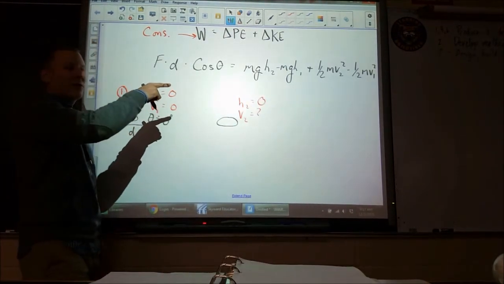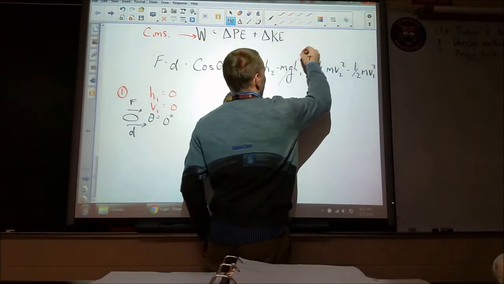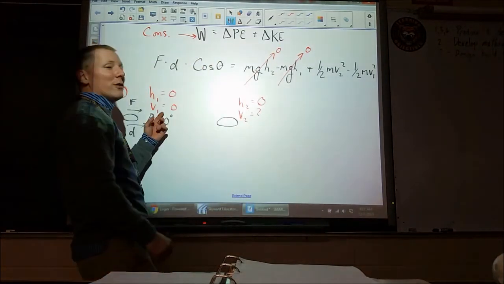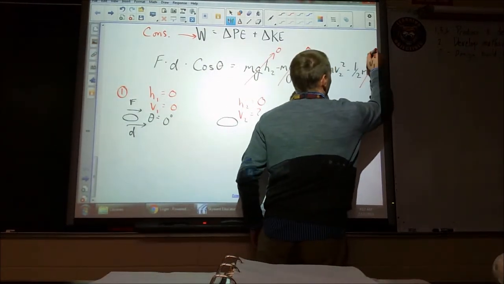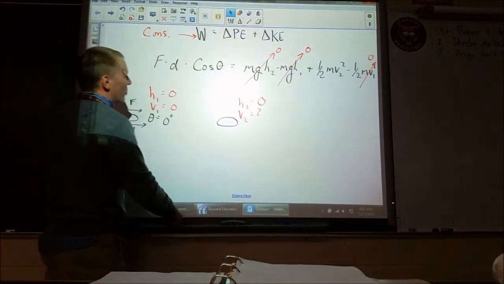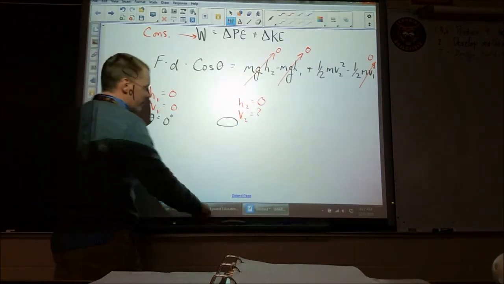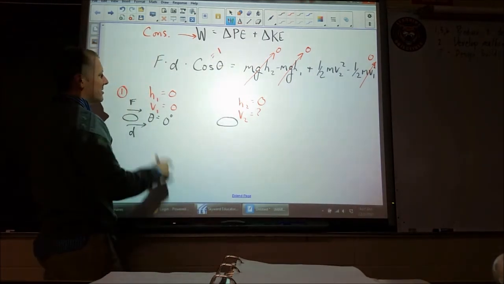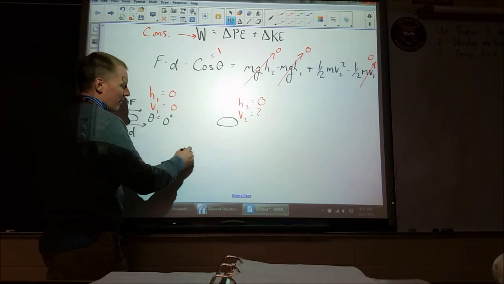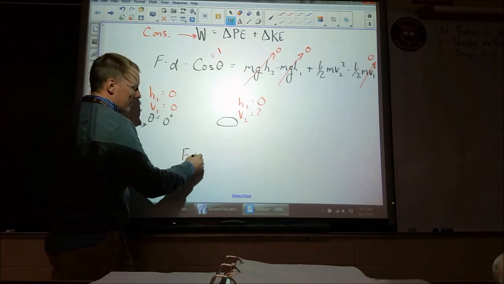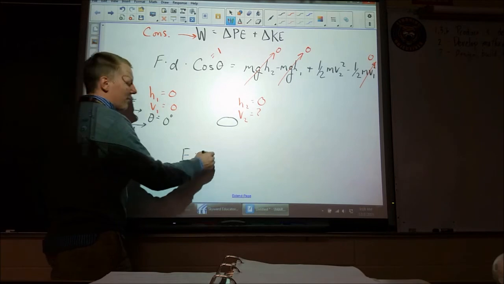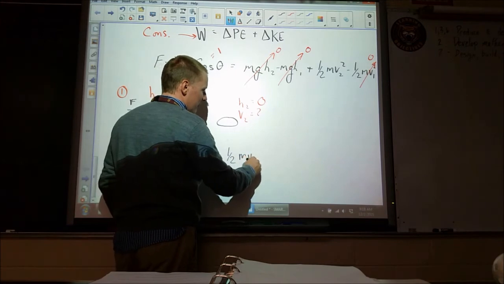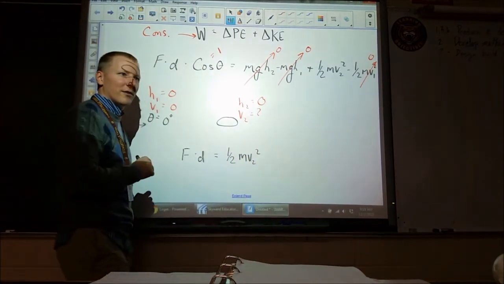Let's see what that does to our equation. Well, H1 is 0, so this term goes away. H2 is 0, that term goes away. And V1 is 0. That term goes away. And so what we're left with is we've got this on the right. We said that this term is equal to 1 because the cosine of the angle between them is 0. So we can rewrite our big long exterior equation as F times D, the force I applied times the distance I applied it, is equal to 1/2 mv2 squared. And we want to find v2.